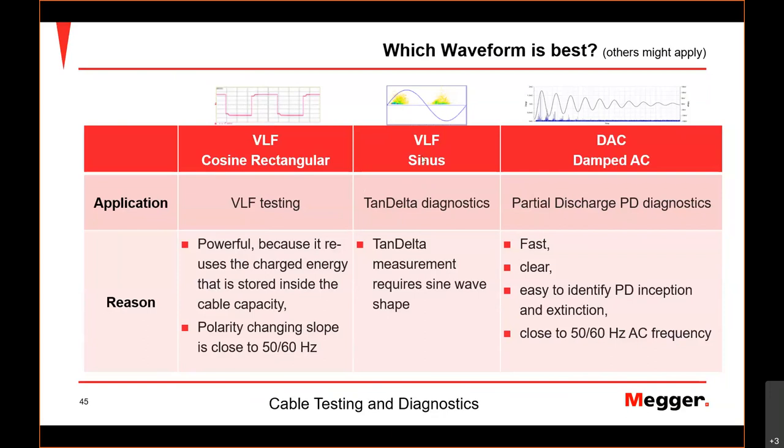You could also do very low frequency testing with a sine wave. Also here, one period is 10 seconds. It's very low frequency, 0.1 hertz, and it's a normal sine wave. That's relatively easy to generate. So a standard sine wave. In this case, the polarity change is very slow. It's 500 times slower than under 50 or 60 hertz mains frequency, normal frequency. You can do a VLF test with it, 0.1 hertz.